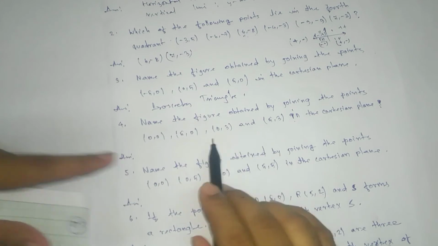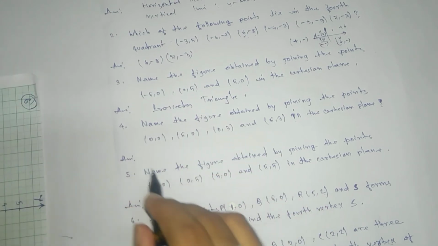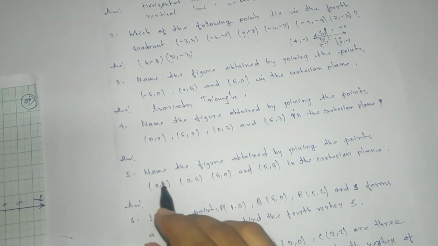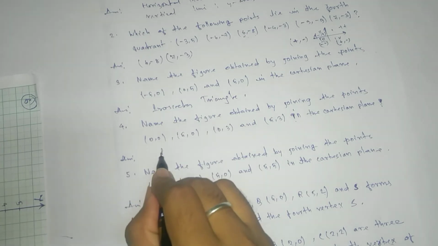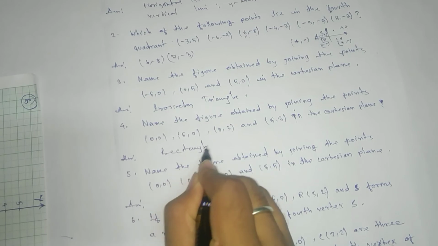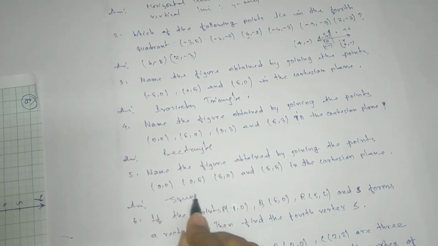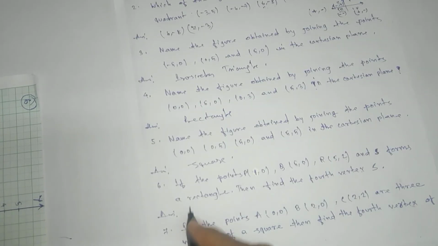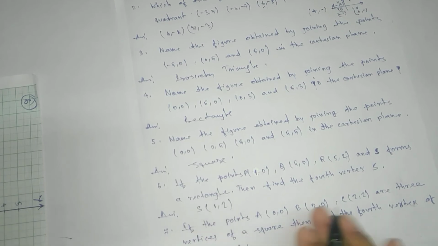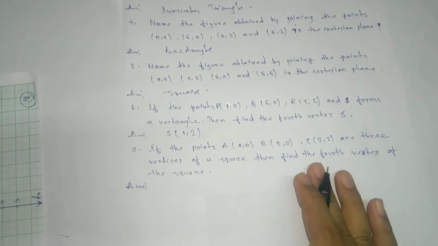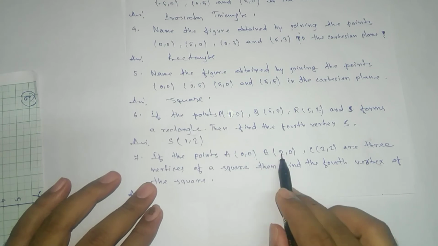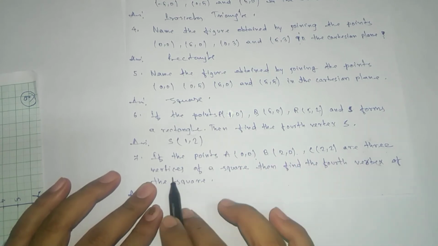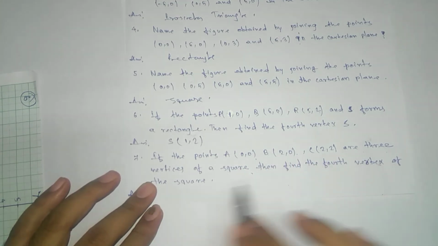So what are we going to mention in the fourth problem? Fourth problem, what was our answer? That is rectangle. So we mention here rectangle, and fifth one square, and second last one, S(1,2), and the last one, seventh one. If the points A(0,0), B(2,0), C(2,2) are three vertices of a square, then find the fourth vertex of the square.